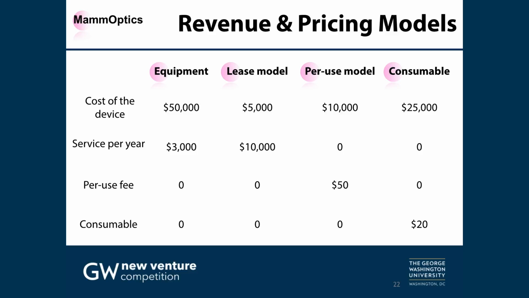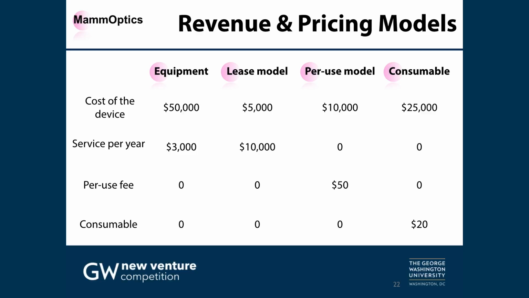And then the consumables. This product has certain things that have to be replenished every once in a while, and so they could charge for those consumables as well. And so they considered 4 different options. One is just on the left you see the equipment sale. Just sell the product for $50,000 and charge a service fee.